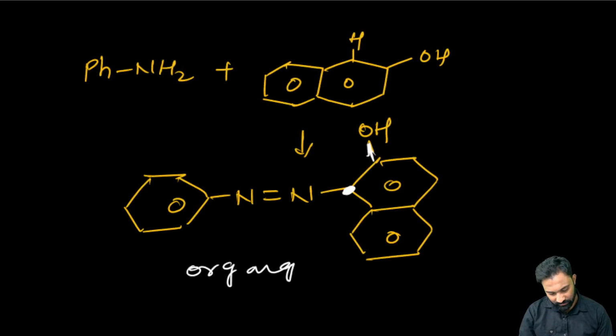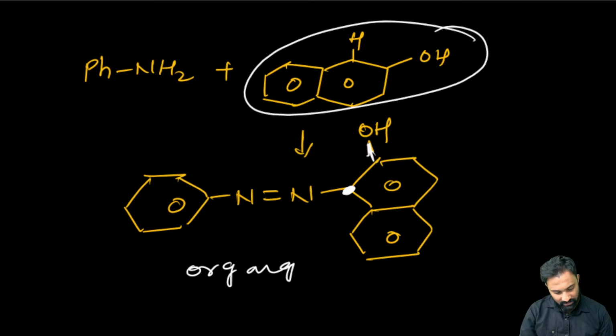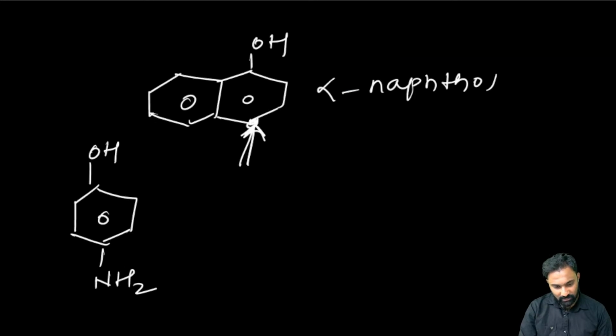Now this is with beta-naphthol; coupling happens at this position. Now 1-naphthol, for 1-naphthol the coupling will happen at this position. Now, at which position will the coupling happen?